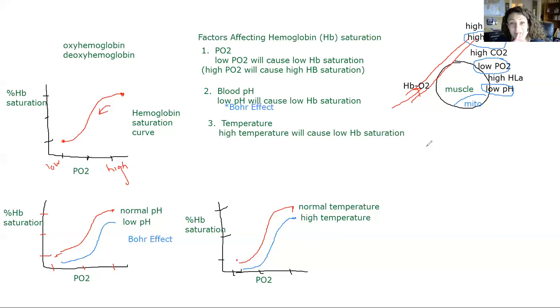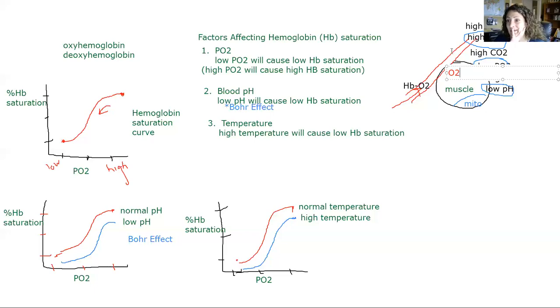Okay, so there's a connection here. These are conditions that are created by the exercising muscle, which vasodilates the vessels and brings in more blood with more oxygen. As that hemoglobin approaches this exercising muscle, the temperature, the PO2, and the pH are going to have an effect on hemoglobin. What's hemoglobin going to do when it gets here? Release. It's going to drop off its oxygen right here.